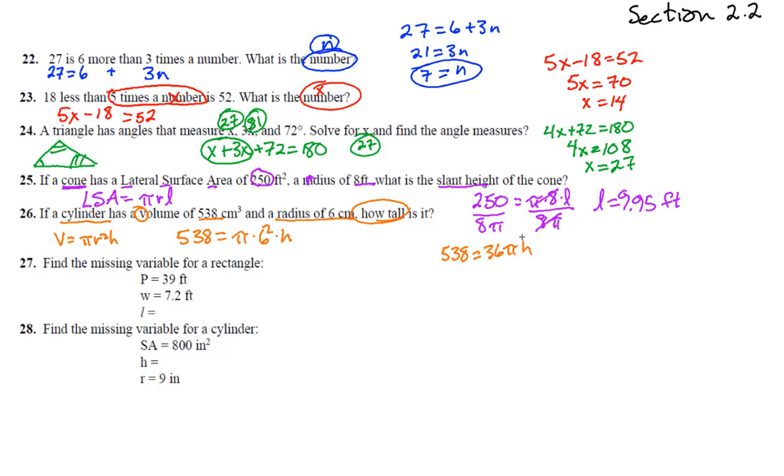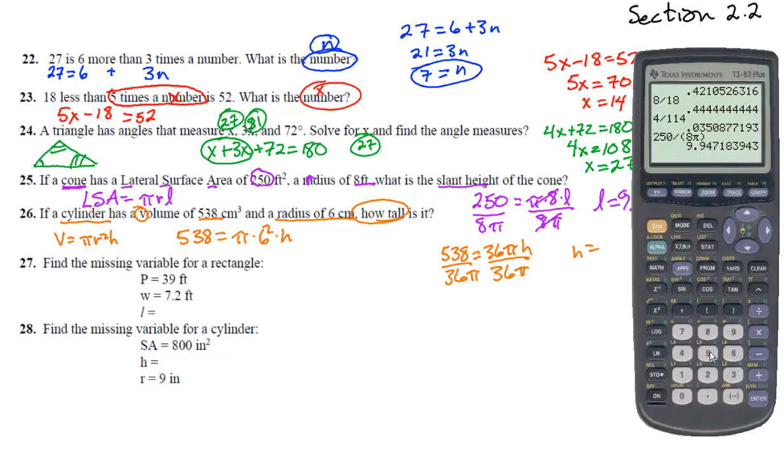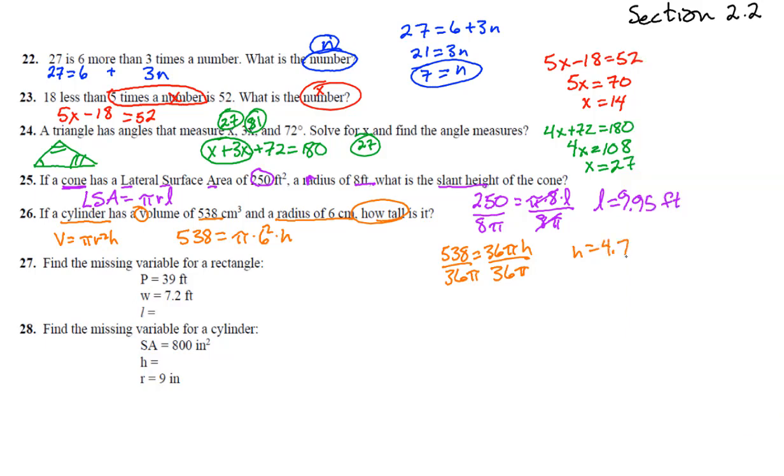And look at that, all we have to do to get h by itself is divide by that 36 pi. Divide by 36 pi, and you could turn that into a decimal first. Let's punch it into our handy dandy calculator, and we get 538 divided by 36 pi. And that turns out to be 4.75... oh, we better say 76 if we round to 2 decimal places. That 6 will round that up. So we get 4.76.